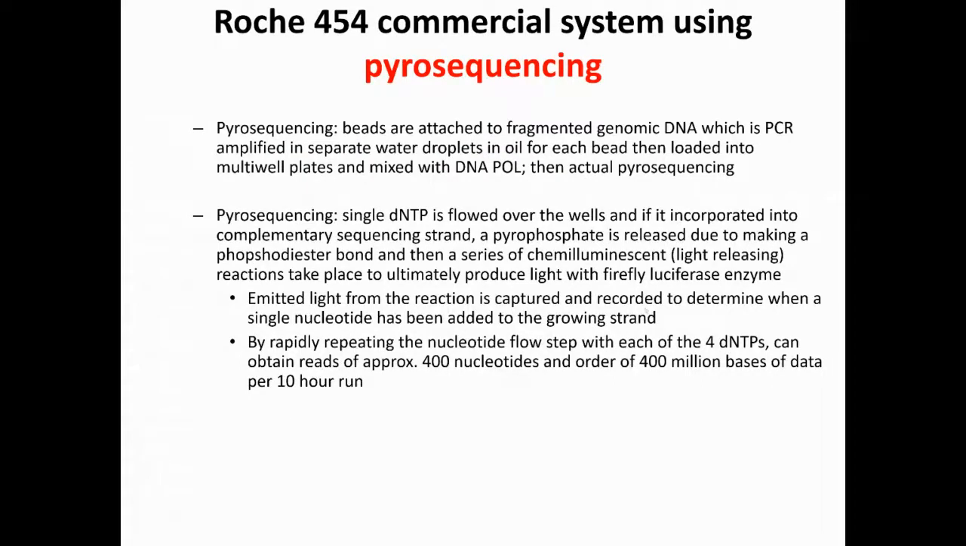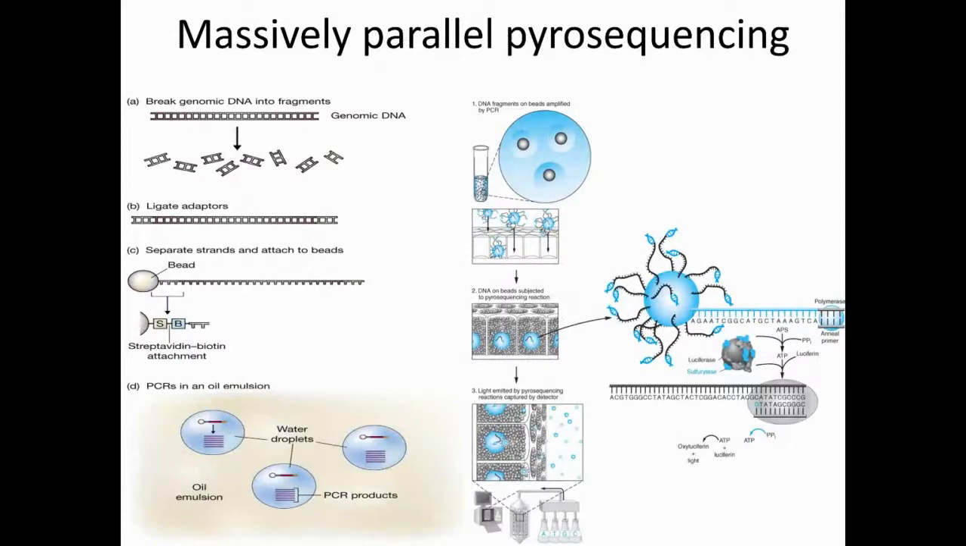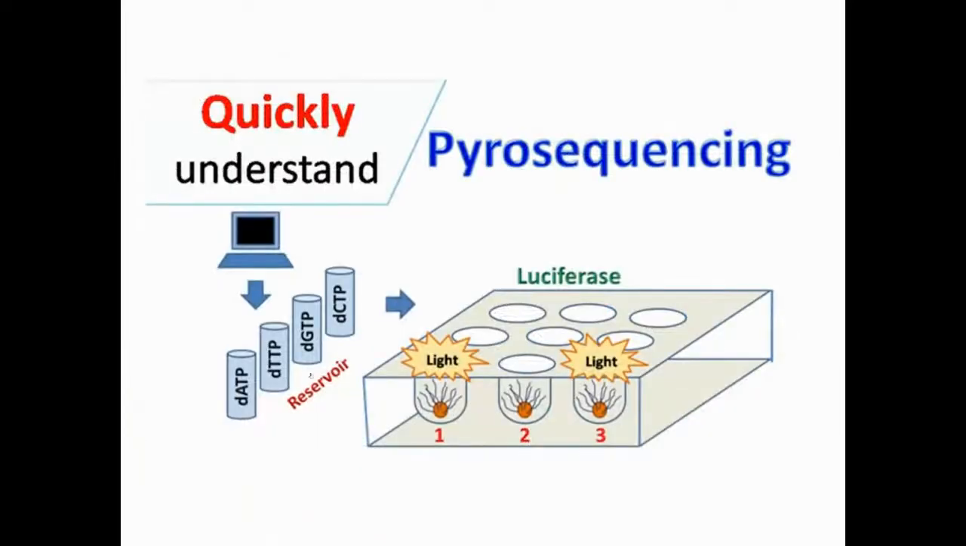So for pyrosequencing, you have beads attached to fragmented genomic DNA, and you use PCR to amplify first, in separate water droplets, and each one will be loaded into the multi-well plate, into the wells, and from each well they will perform the pyrosequencing. That's why it's called massively parallel pyrosequencing, because you can have hundreds, thousands of wells running the sequencing at the same time. So that's massively parallel pyrosequencing. And then we can watch this video quickly so you can get some idea.